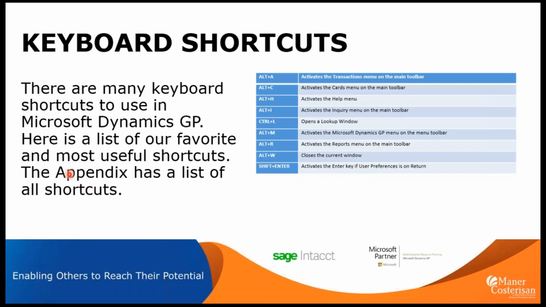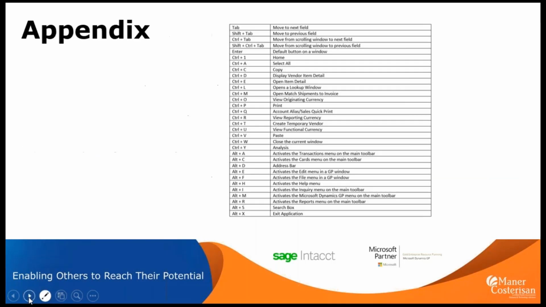I have also included in the next slide all of the possible keyboard shortcuts available currently. For example, if you hit Control plus the 1 number, it'll take you back to your home navigation pane. Or Control Print to go ahead and print. Alt-X, which is great, it automatically closes your GP.